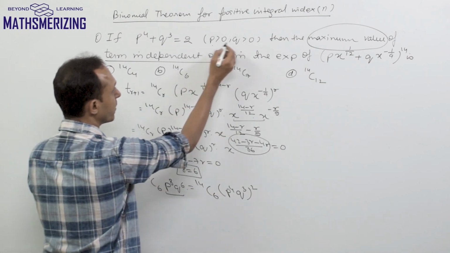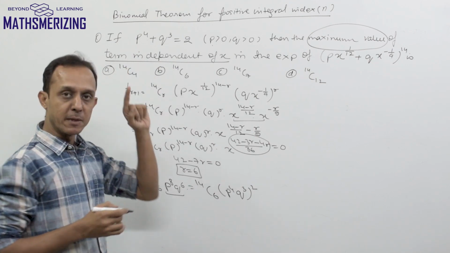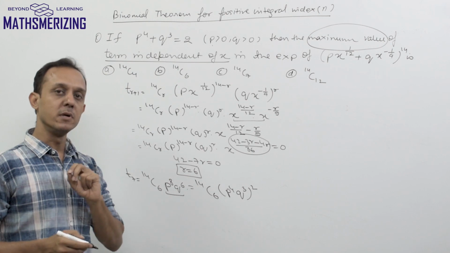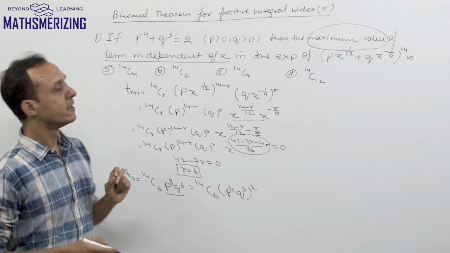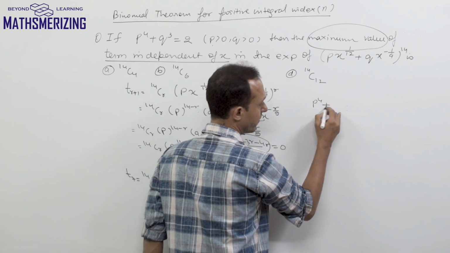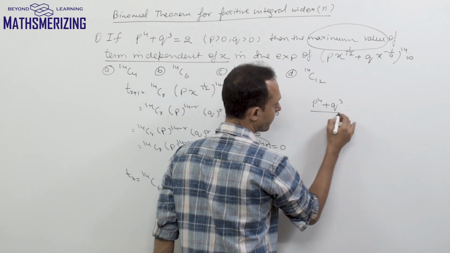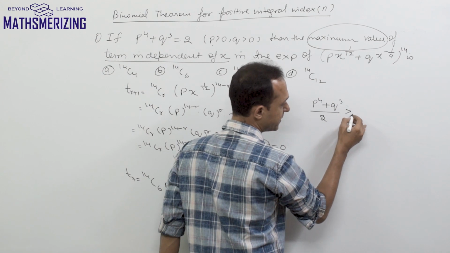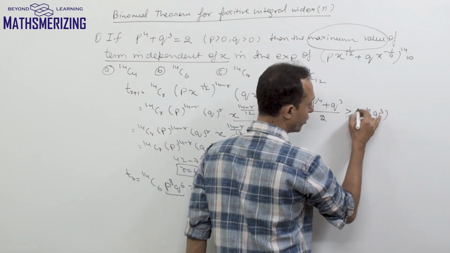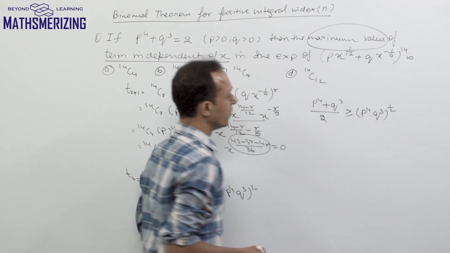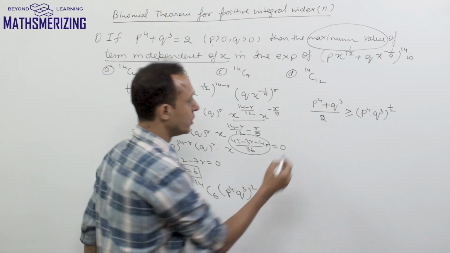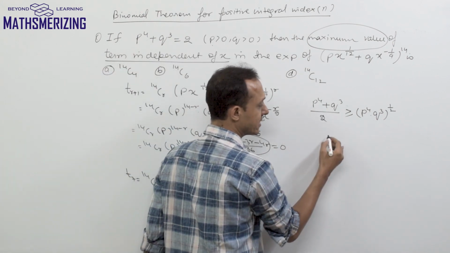Now since p and q are both positive numbers, I use the arithmetic mean and geometric mean relationship. The inequality says the arithmetic mean of two numbers is always greater than or equal to its geometric mean. So p to the power 4 plus q cube upon 2 will always be greater than or equal to p to the power 4 into q cube to the power 1 by 2. Now p to the power 4 plus q cube is 2, so 2 and 2 cancel, and I get 1.